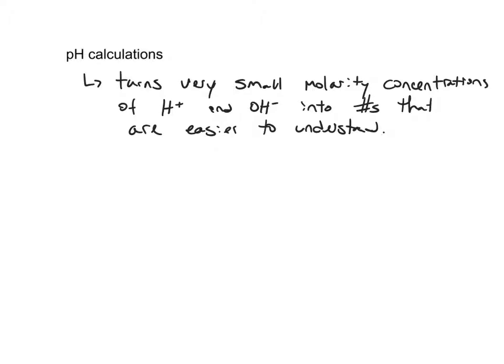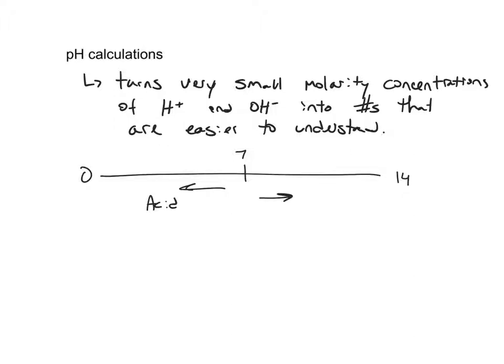So you may be familiar with the pH scale. The pH scale runs from 0 up to 14, where 7 is right in the middle. Anything considered to have a pH below 7 is acidic, and anything that's above 7 is basic. You might also refer to basic as alkaline. They mean the same thing.